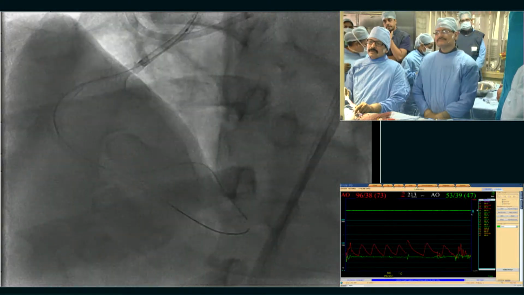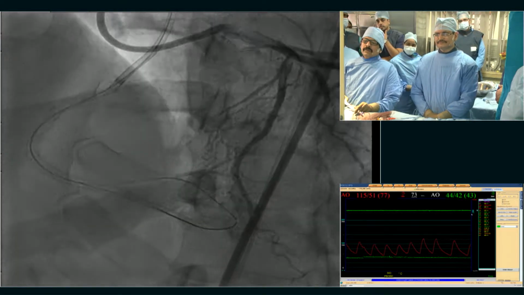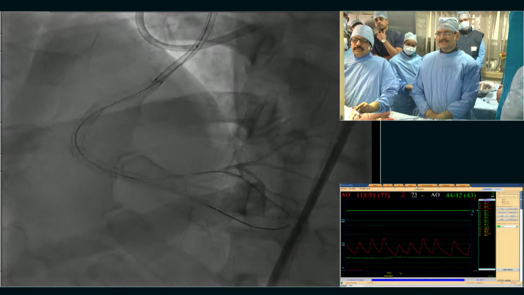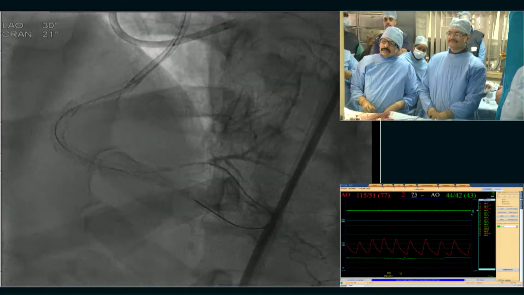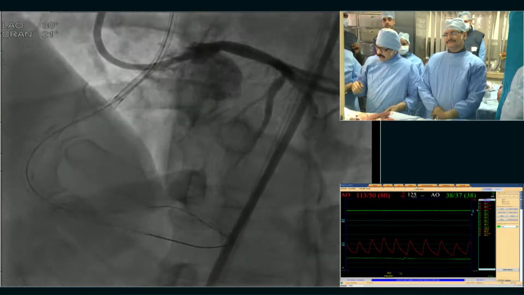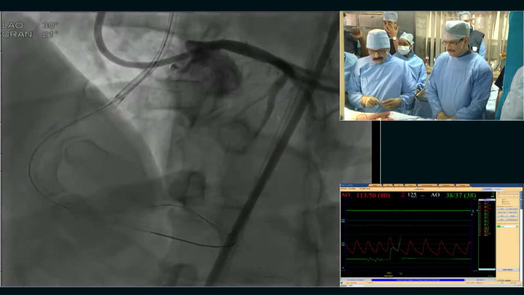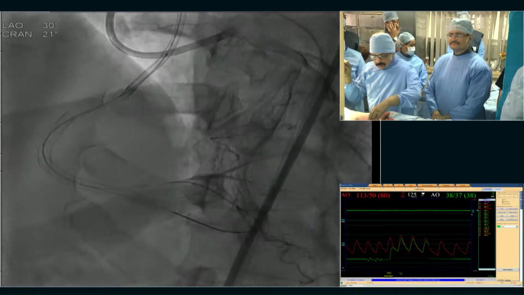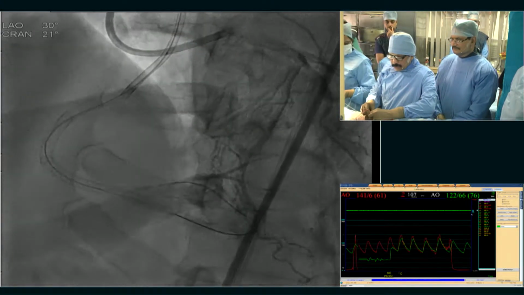Please check Cine. Yeah, it is in that position, in the PLB. Yeah, perfect. So I will dilate with a 1.5 balloon and see the struts. I will remove the Crusade.